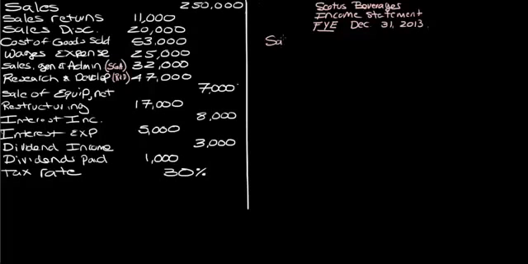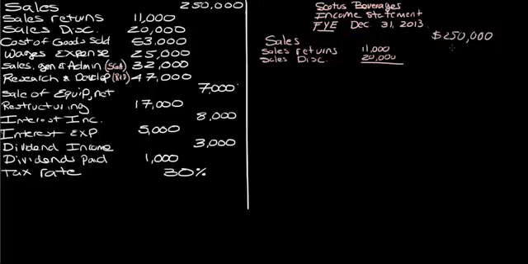We start off with sales, and it's going to be $250,000. Now, under that, we're going to have the sales returns and discounts. Our sales returns were $11,000, and our sales discounts were $20,000. Add those two together, $31,000. So we end up with a net sales number of $219,000.